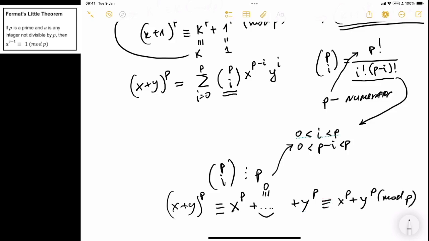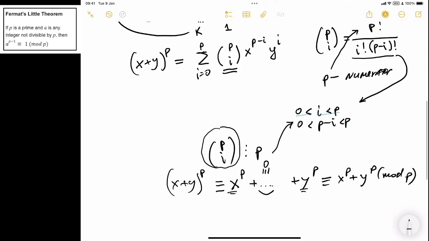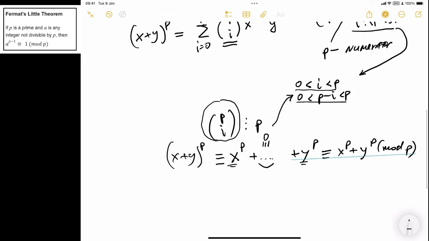Because every single coefficient except those two, which are equal to 1, has i between 0 and p, with i less than p and p minus i less than p, this condition works. So we proved this lemma, and then we proved Fermat's Little Theorem.